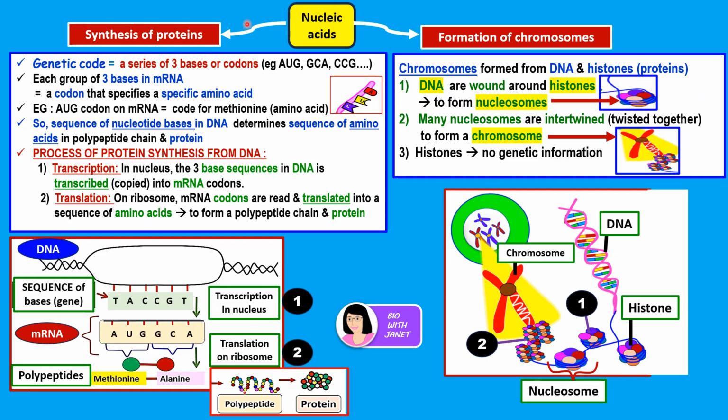Now the second part, okay, this is the last part that we are going to go through. Nucleic acids, how are they used in the synthesis of proteins first? Okay, now the genetic code is a series of 3 bases or codons, such as adenine, uracil, guanine. So it's AUG. GCA is guanine, cytosine, adenine, or CCG, cytosine, guanine. So in the polynucleotide, the genetic code is in the form of the sequence or the series of bases in the center part of the DNA molecule.